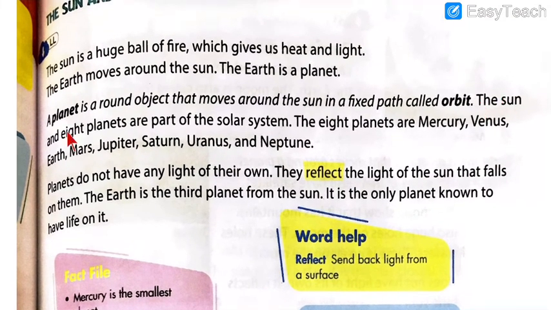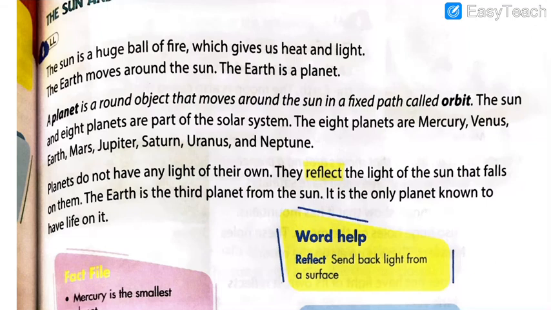The sun and the 8 other planets are part of the solar system. Like you are part of your family, your father, your mother, your cousins, your brother, sister, your grandparents, they are part of your family. Similarly, the sun and the 8 planets are part of our solar system.